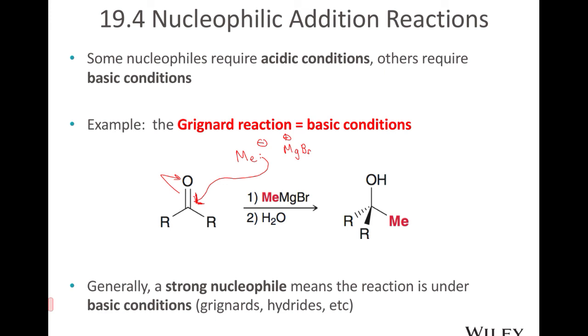It's because not only is the Grignard reagent a strong nucleophile, but it can pull the proton off of water to produce hydroxide. So it has to be done in basic conditions. Of course, after you do the nucleophilic attack, you have to throw in water or some kind of source of protons to produce an alcohol. So we go from a ketone in this case to an alcohol.